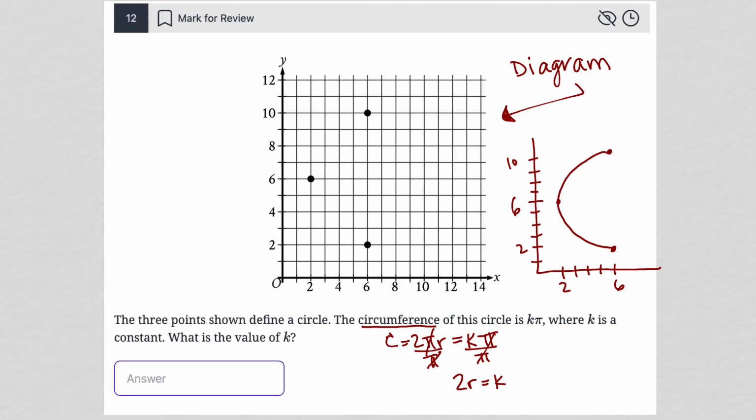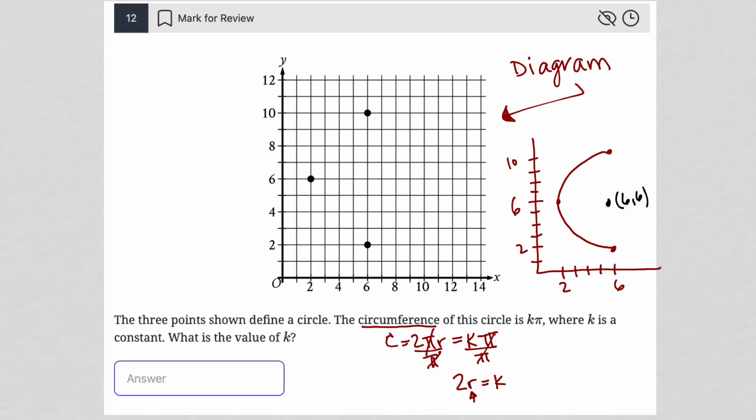So this question really is asking me about the radius, right? Like if I can find the radius, I have the answer. 2r is equal to k. Find the radius, multiply by 2, and we're done. So given the shape of this circle, the center has to be like right here. It really has to be there. And that is the point 6, 6.